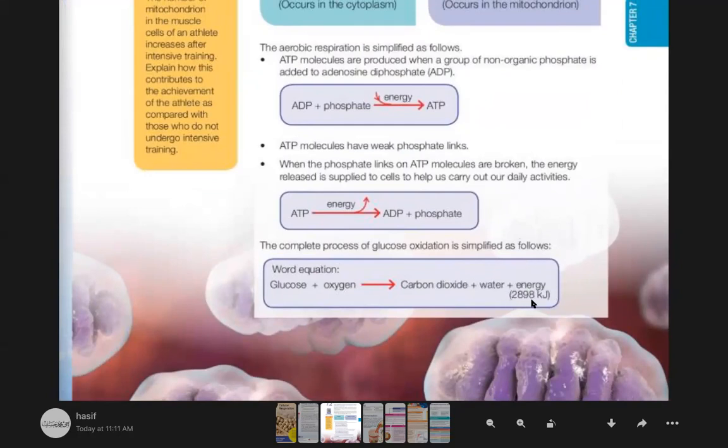This is the amount of energy that will be produced when you have one molecule of glucose. If you have one molecule of glucose, this is the energy that you will get. If you eat 10 glucose, you just multiply this by 10. So this is the amount of energy. K is kilo, J is joule. Joule is the unit for energy.